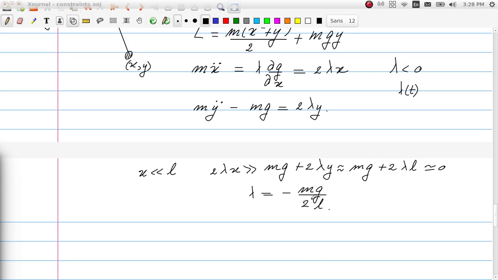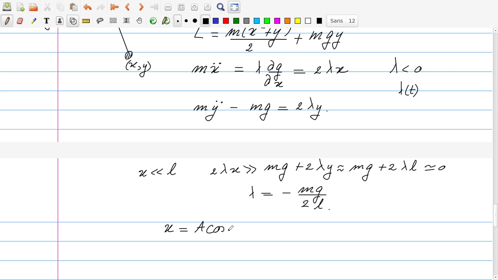And now this is time independent, so we can now indeed solve for x. And the solution that we find is that x is a cosine of omega (t minus t0), and the omega should be equal to the square root of 2 lambda divided by m. And putting this value for lambda in, and this should be a minus sign here, we get precisely the square root of g over L, which is a well-known result.